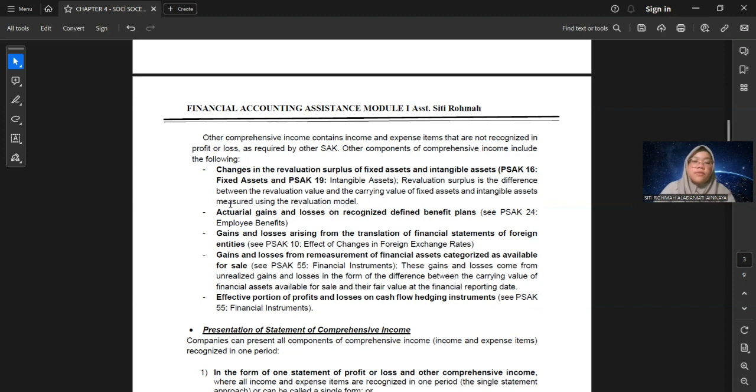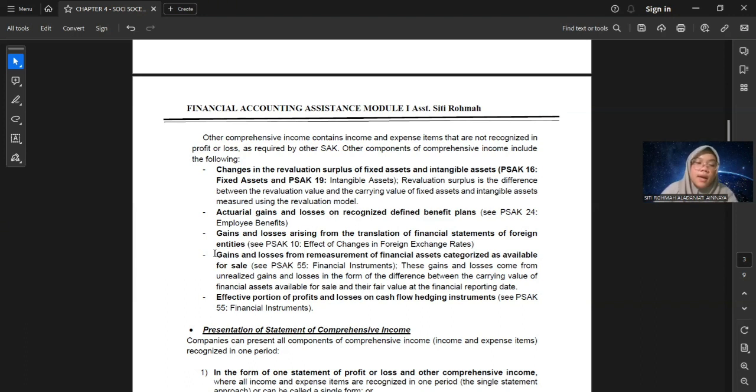After that, components of comprehensive income is actuarial gains and losses on recognized defined benefit plans. We can see it in PSAK 24 about employee benefits. And then gains and losses arising from the translation of financial statements of foreign entities.